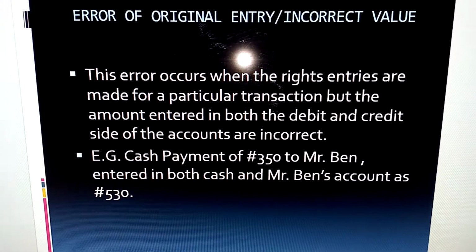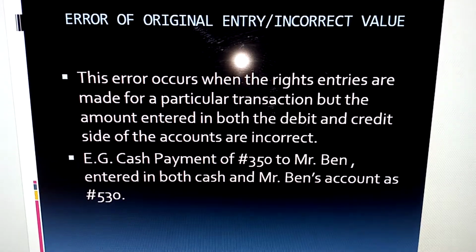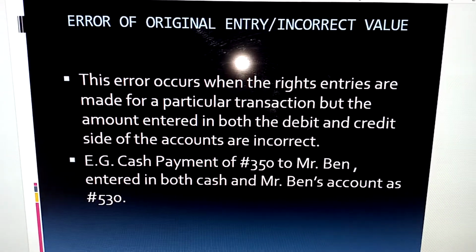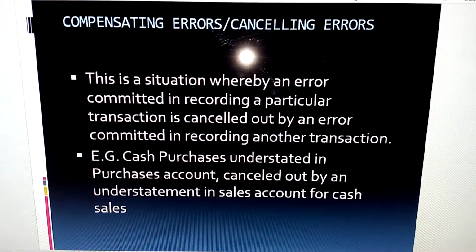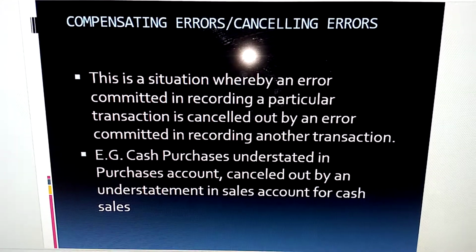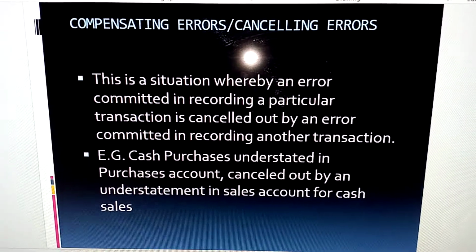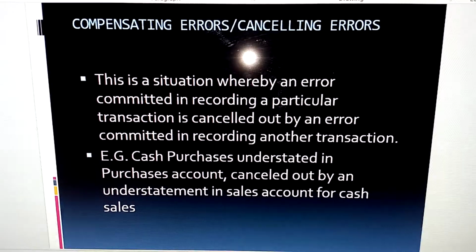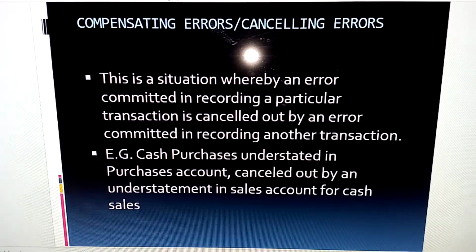So instead of using $350, we used $530. Such error is an error of original entry or an error of incorrect value. The next one is the compensating errors or cancelling errors. This is a situation whereby an error committed in recording a particular transaction is cancelled out by an error committed in recording another transaction.